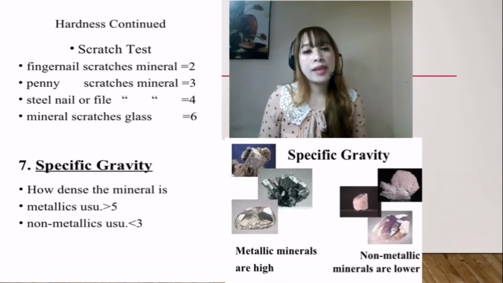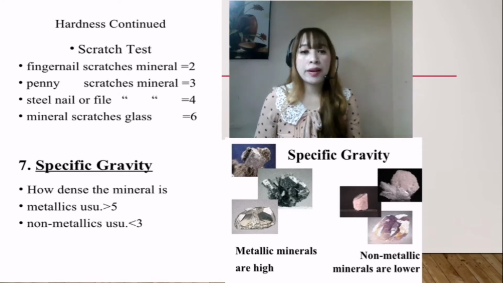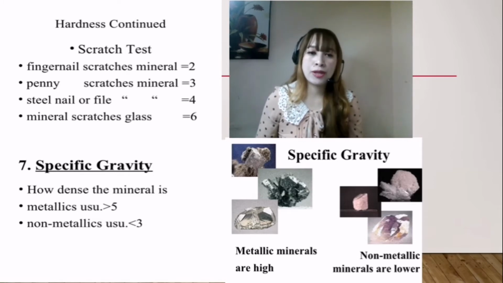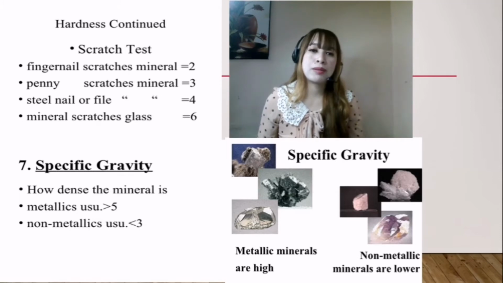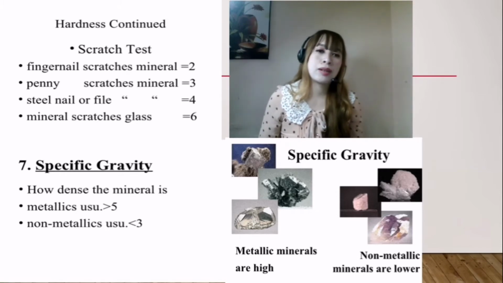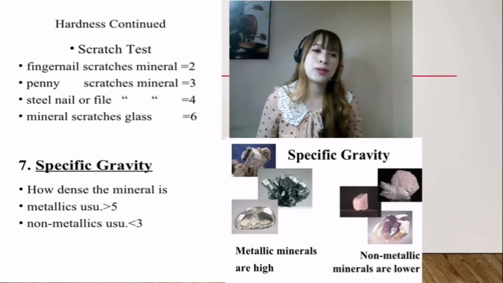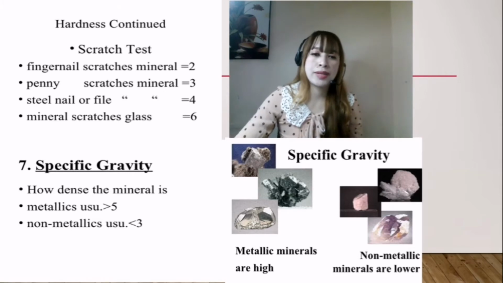In most scales of hardness, we can also check using some tools in order for us to know whether a mineral is soft or hard. So the fingernail can scratch minerals under category number 2, and the penny can also be used to scratch minerals under category number 3, a steel nail for 4, and for the harder ones, the mineral scratches glass for category number 6.